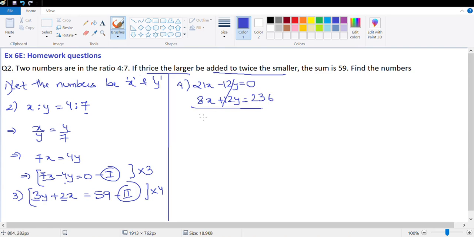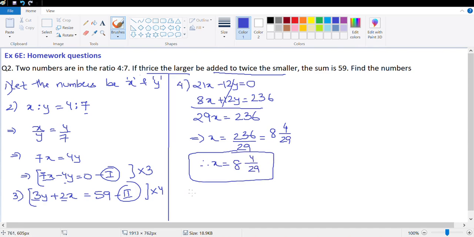This is 29x is equal to 236, which means x is equal to 236 upon 29, which will be 29 into 8. Yes, 160 and 72, 232. So that's 8, 4 upon 29. Therefore, x is equal to 8 4/29. That's our first number. Slightly complicated, but that's the correct answer. So put x is equal to 236 upon 29 in equation 1, and let's see what we get.